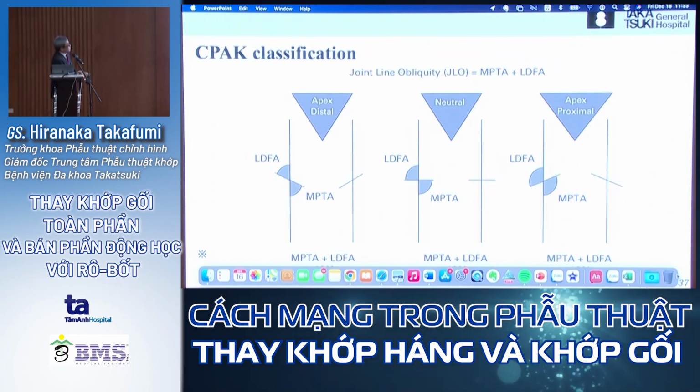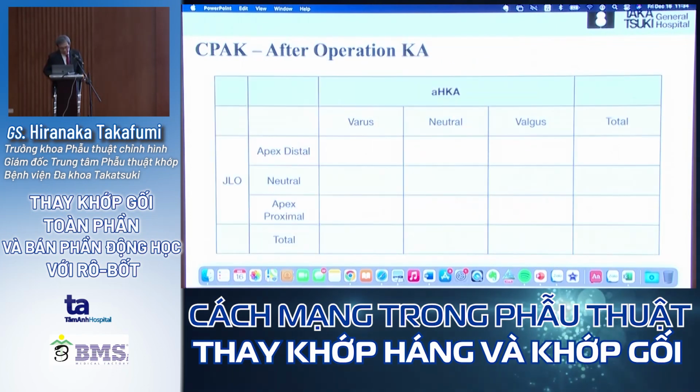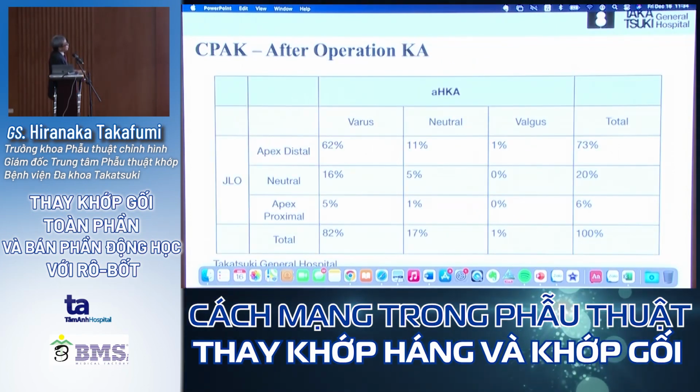And joint line obliquity. This is calculated with MPTA and LDFA. And then using this, we can classify the patient phenotype into the 9 categories. But in Japan, around 6% have the varus leg alignment and apex distal, the medially inclined joint line.